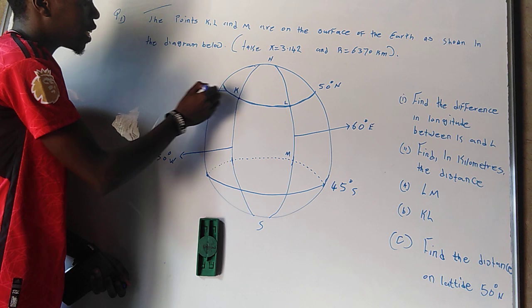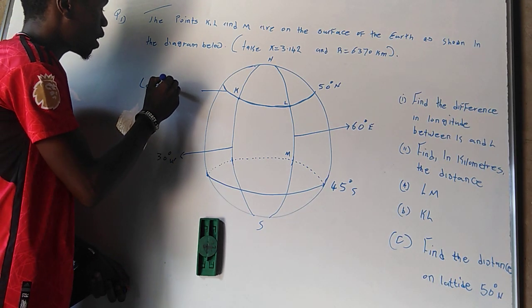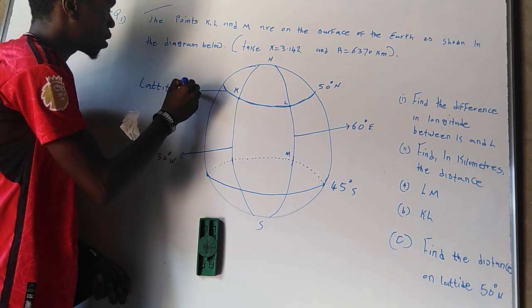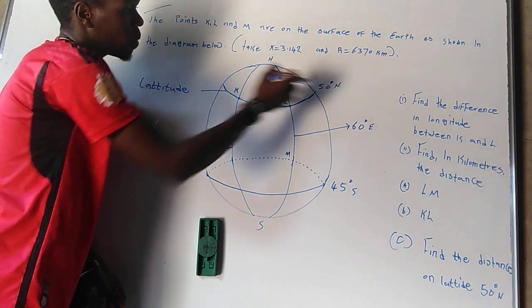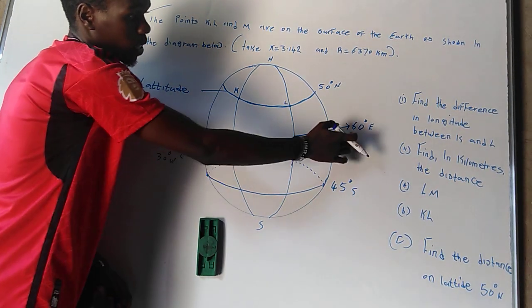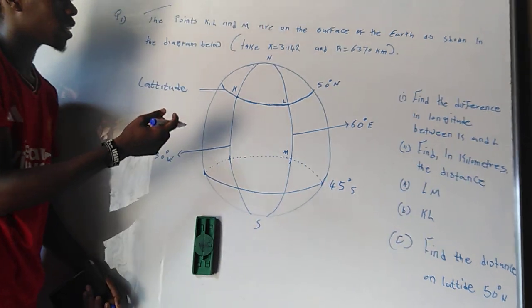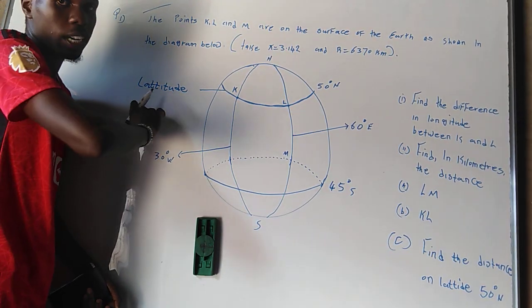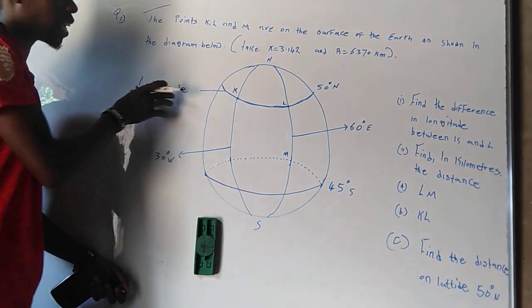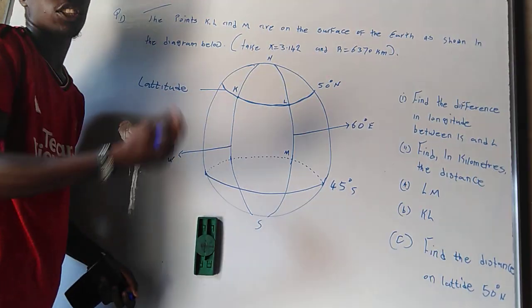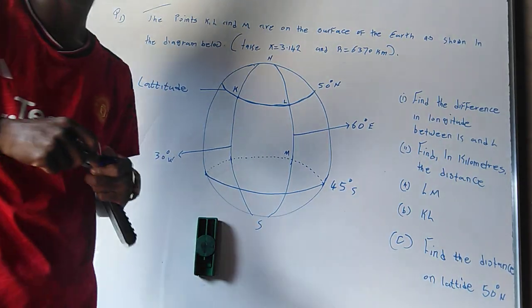These lines, we call them the latitudes. The lines that run from west to east, we call them the latitudes. In simpler terms, the lines that run from your left-hand side to your right-hand side are the latitudes. It is very important whenever you want to come up with a position.